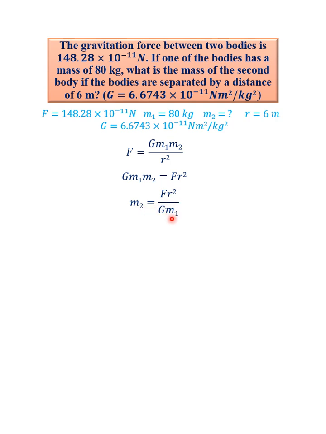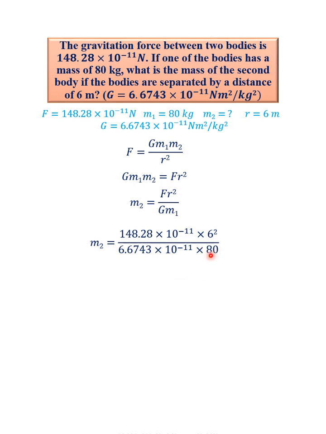At this point, we can substitute our values. F being this, r being 6, and G as we have it here, we just put the values so that m2 will be equal to 148.28 times 10 raised to power minus 11 for the F, times 6 squared. R is 6, so we have 6 squared, r squared, all over G, given as 6.6743 times 10 raised to power minus 11, times m1, given as 80. We put the value there, 80.